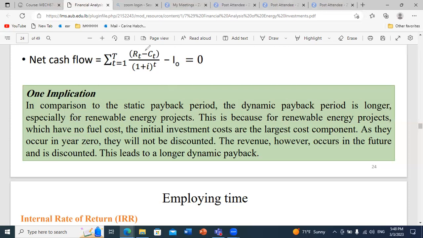If you do the analysis of this equation, the costs are really small whenever you take renewable energy projects, but the investment is really high. So you have a very high investment, and this investment is not discounted because it takes place at year zero. However, your incomes are discounted. Your revenues for each year, let's say at year t, will be divided by 1 plus i to the power t. So the larger your discount rate, the more risk you have, and the payback period will be longer and longer.